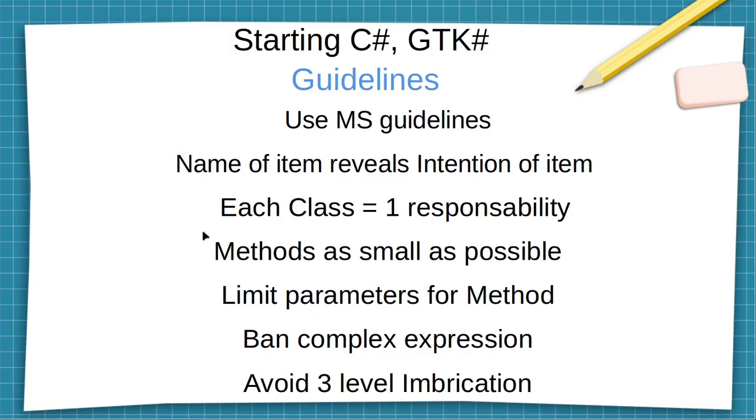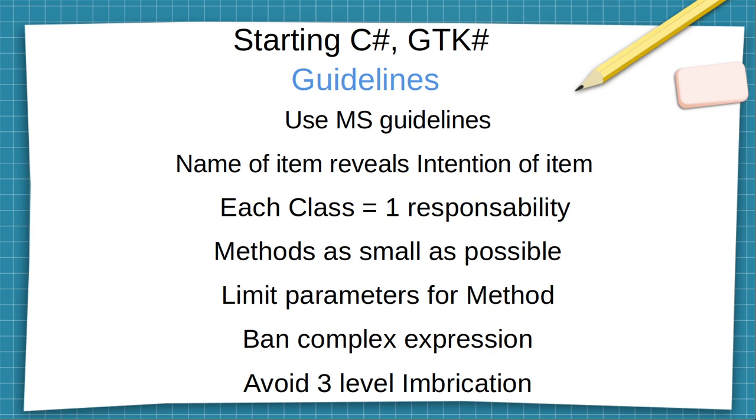And just to translate it, because it's in French: first of all, use Microsoft guidelines, which is obvious. Name of the item reveals intention of the item. When you read code, you should read it a little bit like sentences. It's not the same, but the closer it is to sentences, the closer it is understandable. Then also make it not too complex. Each class one responsibility. Same for methods, as small as possible.